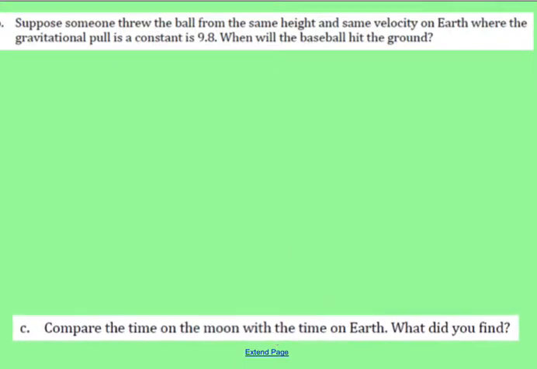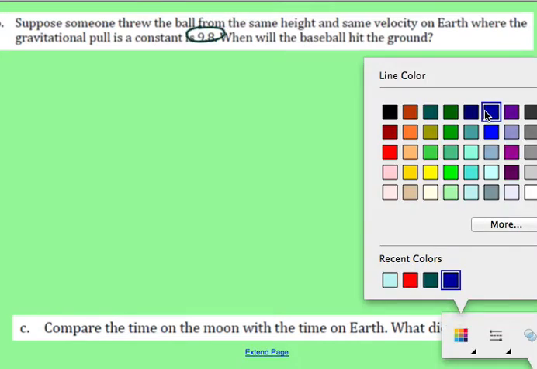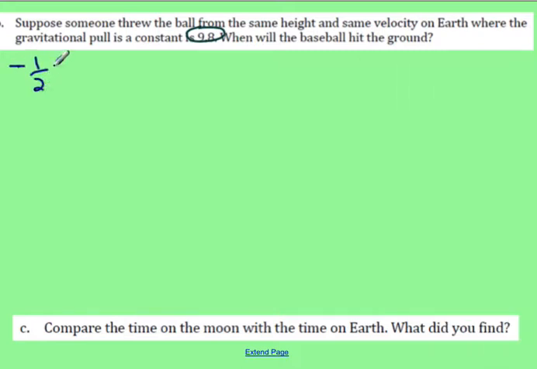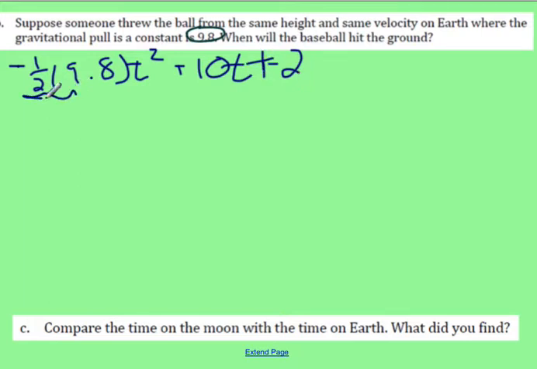So it's going to be the same height and the same velocity, but now my gravity constant is 9.8. So let's go ahead and re-plug it into that formula. So I have negative 1/2 times the gravity constant, and then I have t squared plus my velocity of 10, and then t, and then my height of 2. So what I'm going to do next is multiply those out. So negative 1/2 times 9.8 is going to give me negative 4.9 t squared plus 10t plus 2.